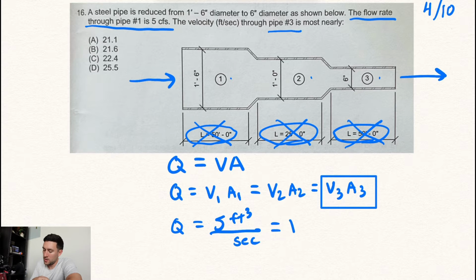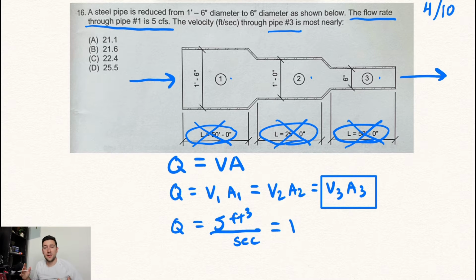We know what A3 is because that is given right here in this diameter of pipe in the green that I'm showing. So we know the cross-sectional area. If we go back to 8th grade geometry, when we have a circle, the area of that circle equals pi r squared.